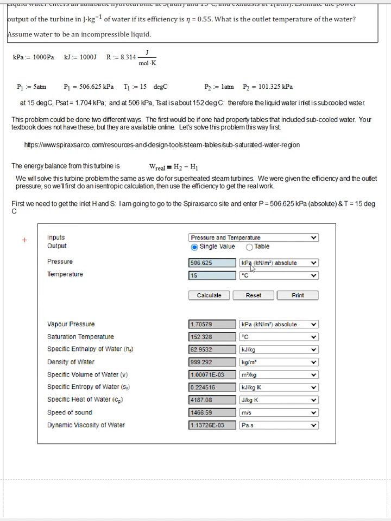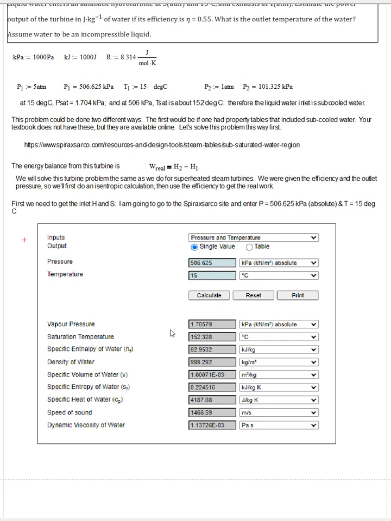Our steam table is in our book, and I want you to stay consistent. I would prefer you to stay consistent with how things are done in the book in case you don't have online access and you want to use the book. So this is kilopascals in absolute pressure. So 506.625, and our temperature is in Celsius. So we click on that.